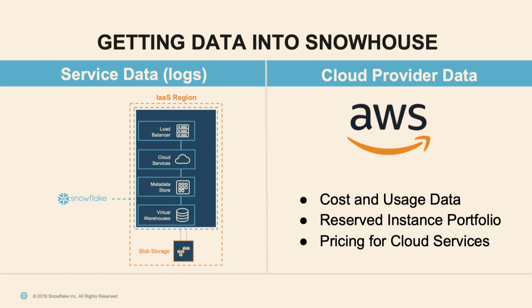Our reserved instance portfolio, which contains a historical look back at what reserved instances we owned at what periods of time and what that currently looks like. And then the pricing for the various cloud services, so we can understand in each region and for each instance type what the on-demand versus reserved instance rates look like. We also already ingest all of our product and service data directly into Snowhouse, and so we get that for free.